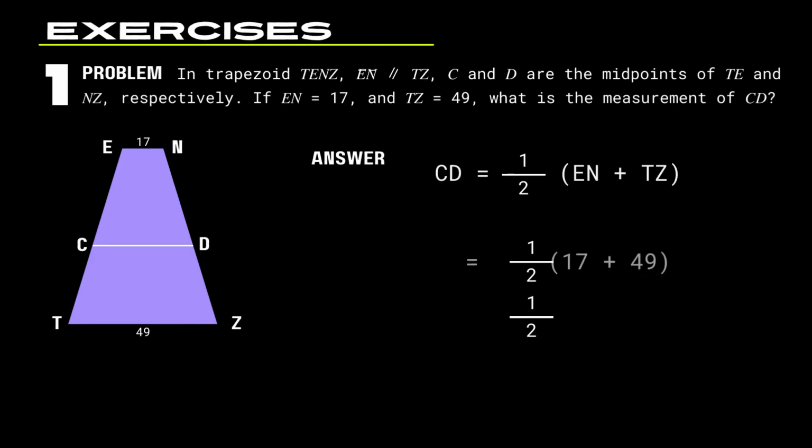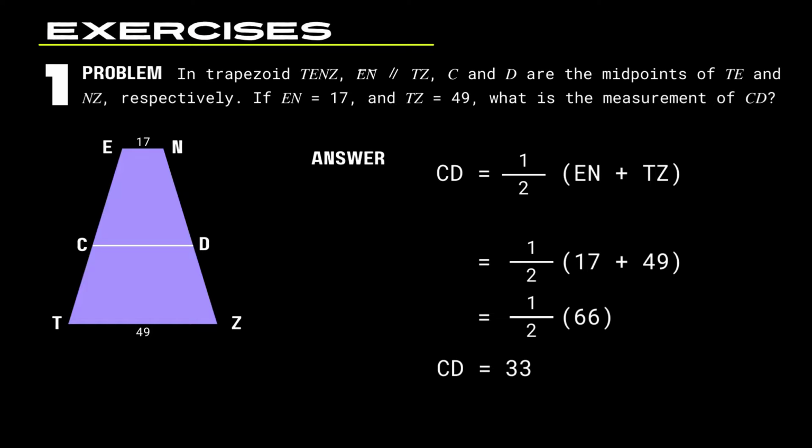And let us begin. For our problem number 1, we have here in trapezoid TENZ, EN is parallel to TZ, C and D are the midpoints of TE and NZ respectively. And so if EN is equal to 17 and TZ is equal to 49, what is the measurement of CD?